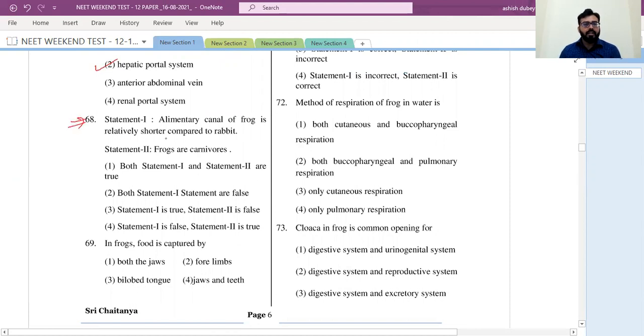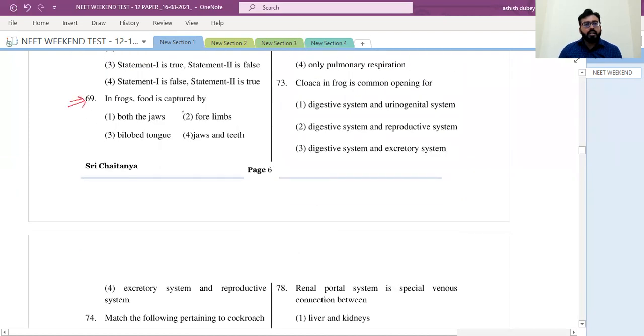Statement 1, alimentary canal of frog is relatively shorter compared to rabbit. Statement 2, frogs are carnivore. See, rabbits are not carnivore, and herbivore animals are having relatively longer alimentary canal. So alimentary canal of frog is relatively shorter compared to rabbit. Yes, so statement first is true and statement second is also true. Both statements are true, so the 68th answer is 1.